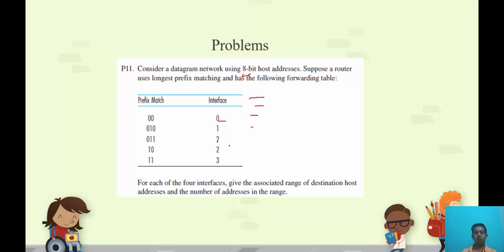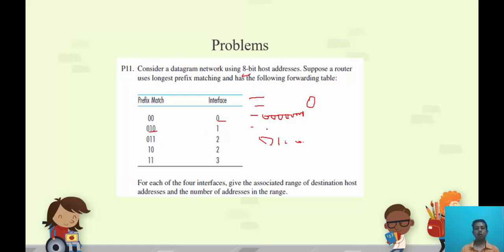I'll give you a partial solution for this. The full solution you should attempt. Now this would be easy. What would the address range be for interface 0? Obviously it will be all the addresses that start with 00. Because it is 8 bits, I have to use all 8 zeros, 1 2 3 4 5 6 7 8 zeros, and then up to what? Up to the address before this, because interface 1 starts from 010 and all other zeros, total 8 digits.